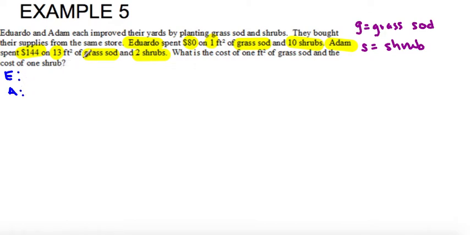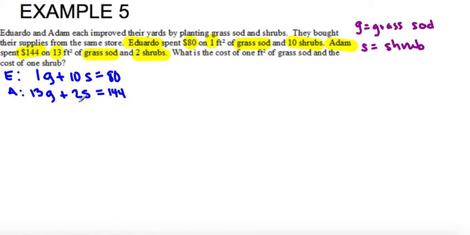So Eduardo's equation, 1 square foot of grass sod. So 1 square foot, 1G plus 10 shrubs, so 10S, equals $80. And then Adam spent, so 13G, 13 square feet of grass sod plus 2 shrubs equals 144.